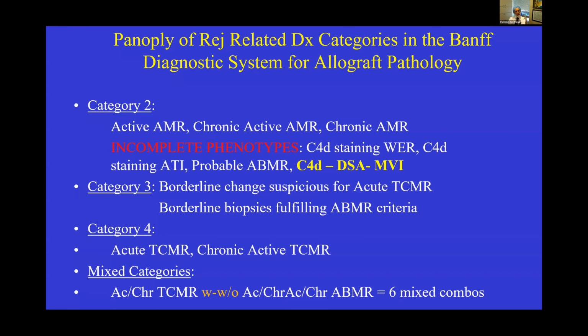Category 3 has the conventional borderline and also borderline biopsies which fulfill ABMR criteria. Category 4 has acute and chronic active TCMR, and then there are mixed categories. There is acute and chronic TCMR, acute chronic active and chronic ABMR. And if you take these 2 terms, you can actually have 6 different combinations of mixed pathology. So it's really becoming difficult to keep track of.